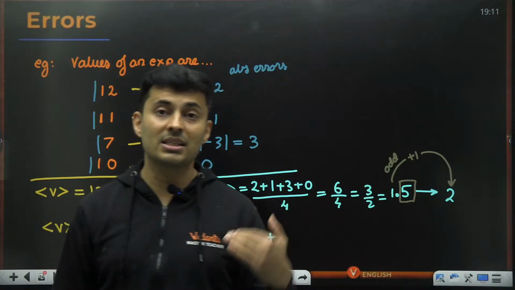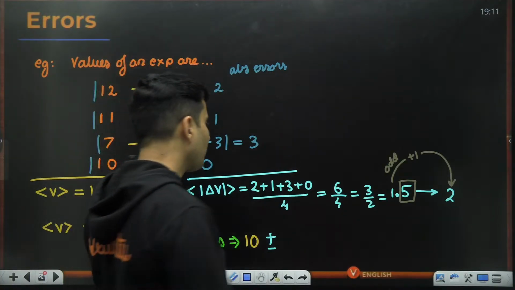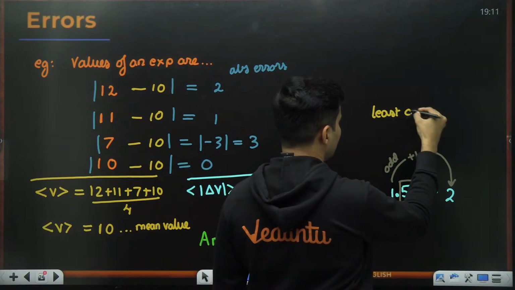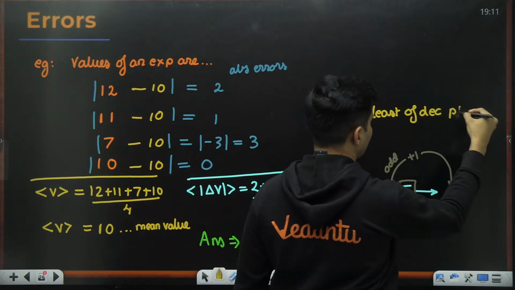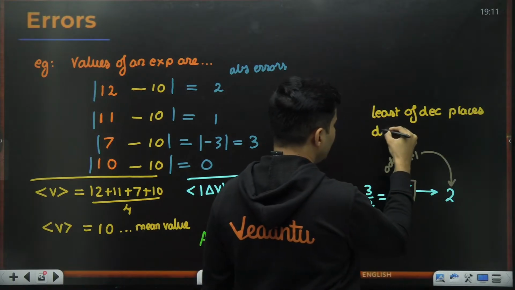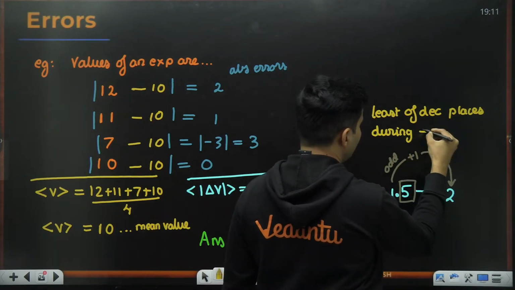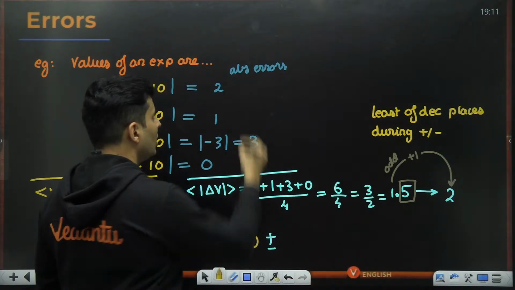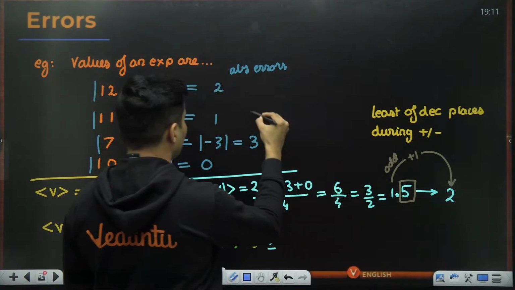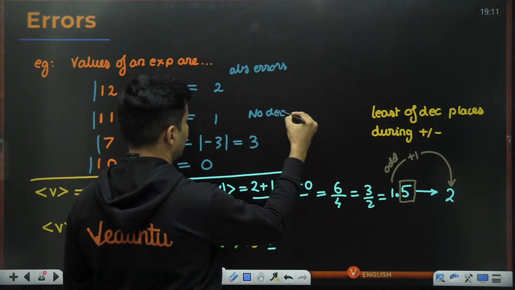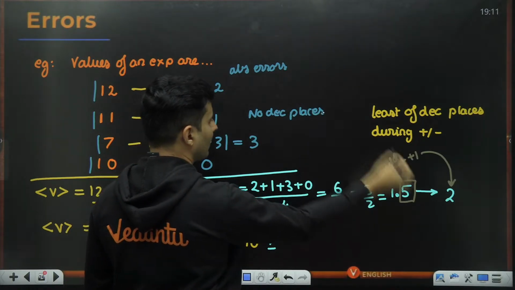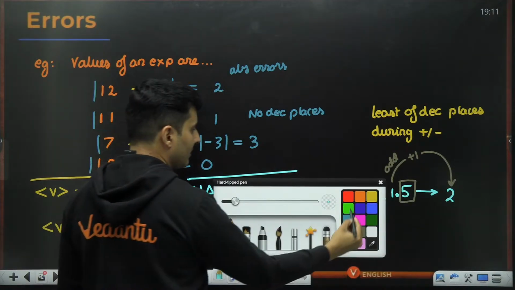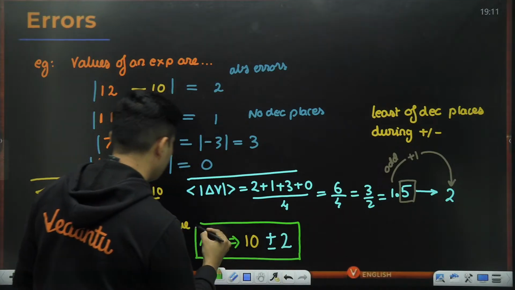In addition and subtraction, the least of the decimal places should be counted. So why was this rounding off done? Because of the least of the decimal places during addition or subtraction. Here there was no decimal place, so the final answer cannot have decimal places. Hence it will be 10 plus minus 2. This is the right answer, guys.